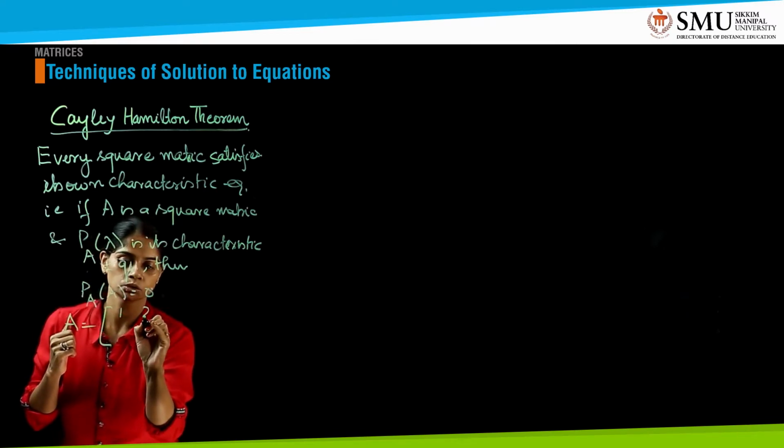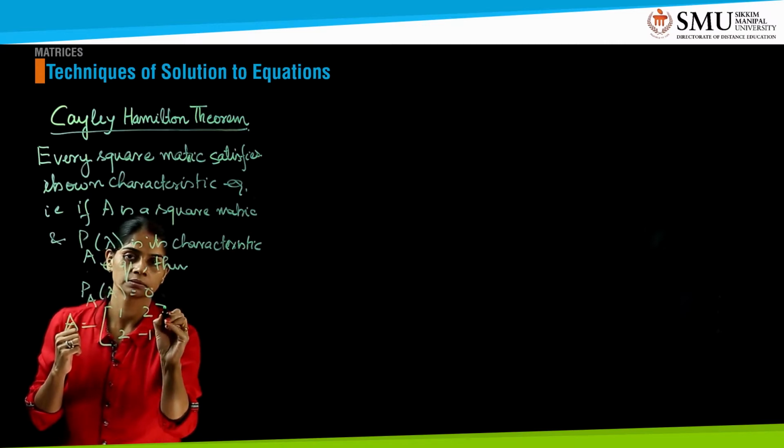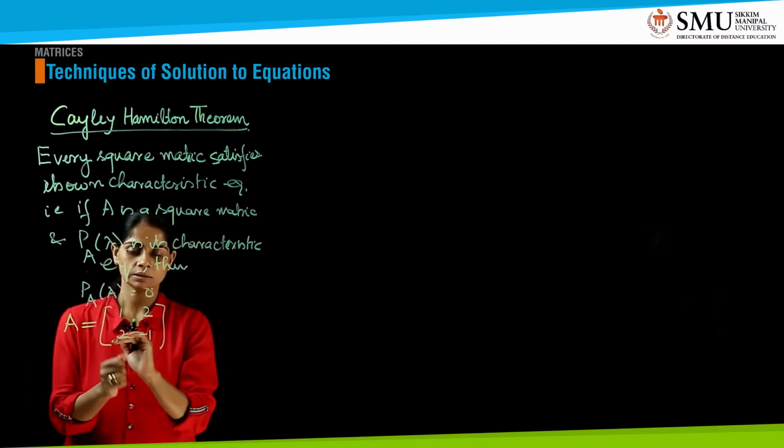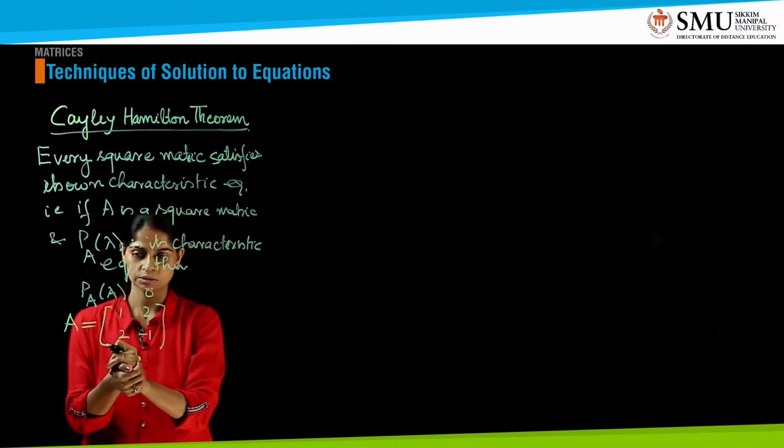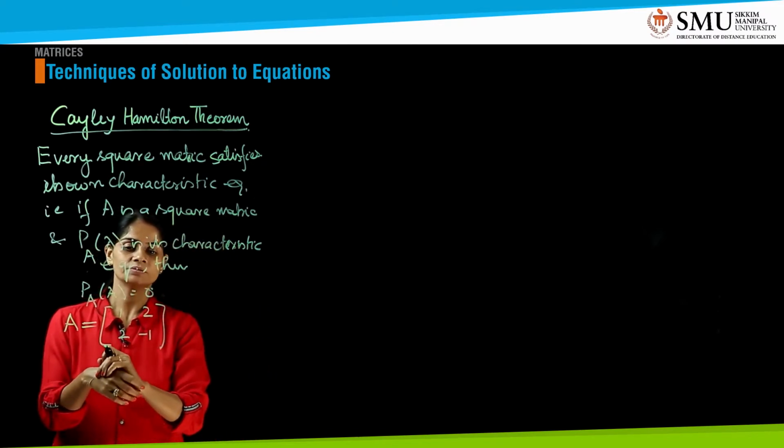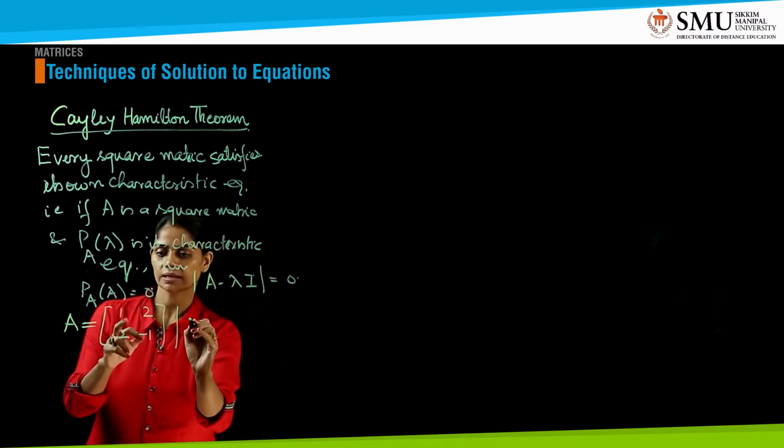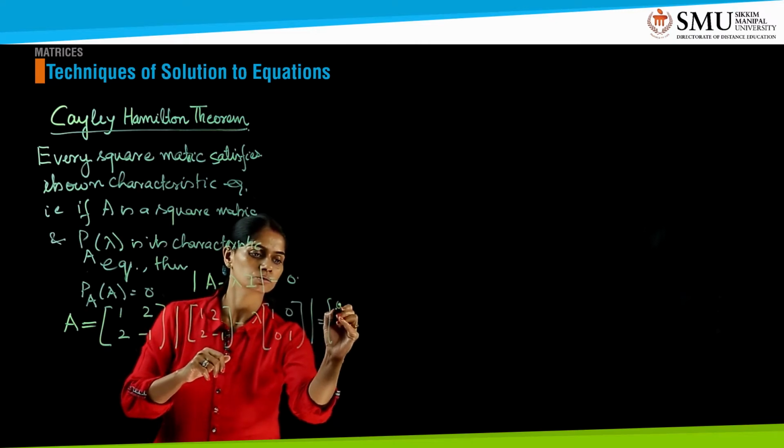Suppose A is equal to (1, 2; 2, minus 1). This is a square matrix. First we will find the characteristic equation of this matrix. What is the characteristic equation? The determinant of A minus lambda times I should be equal to 0. So, we want to calculate this. A is (1, 2; 2, minus 1) minus lambda times (1, 0; 0, 1), because it is a 2 by 2 matrix, so the identity will be a 2 by 2 matrix.